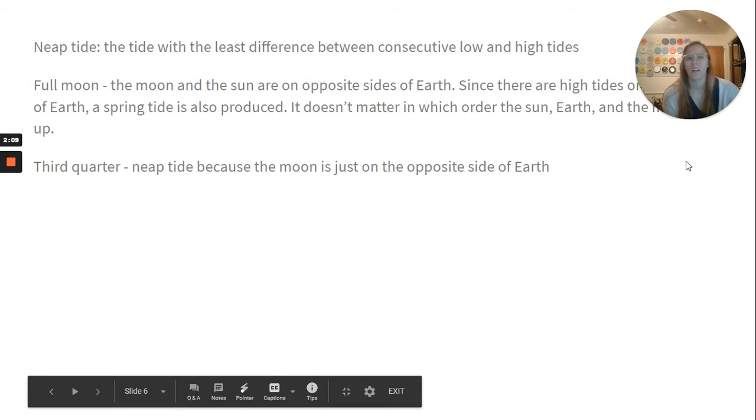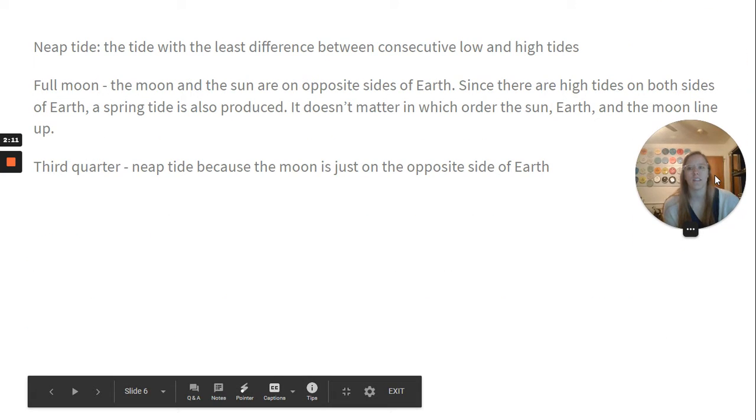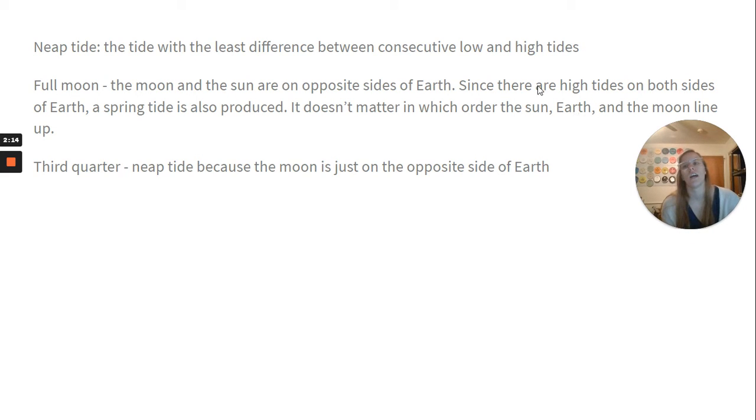Okay. Next, we have a neap tide. So there's two different types of tides, spring and neap. A neap tide is the tide with the least difference between consecutive low and high tides. So full moon, the moon and the sun are on opposite sides of Earth. Since there are high tides on both sides of Earth, a spring tide is also produced.